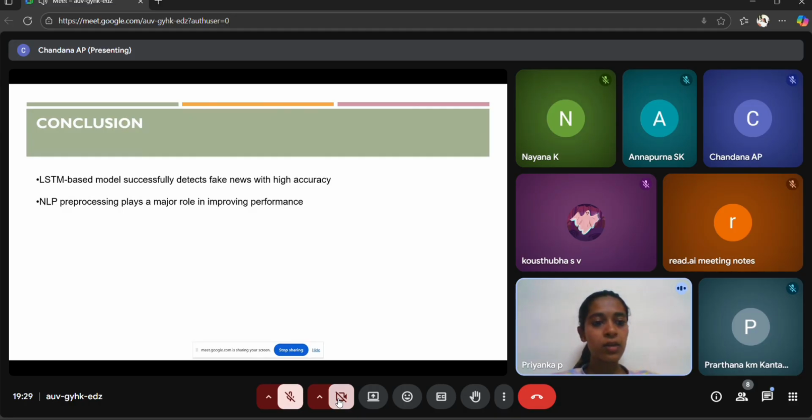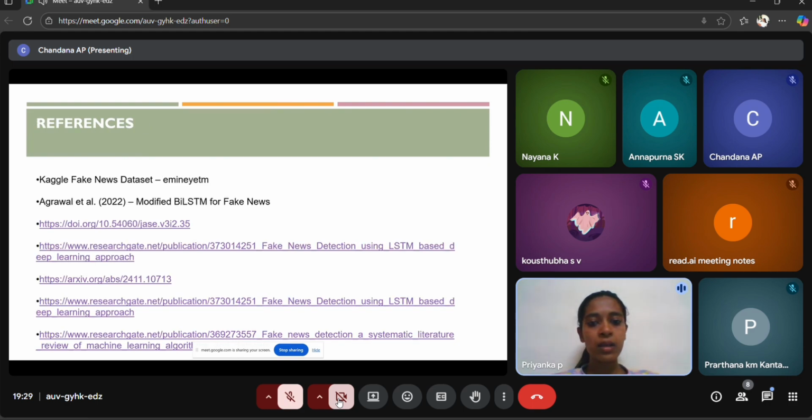Next, references. These include all the research papers, articles, and datasets we referred to while building our model.